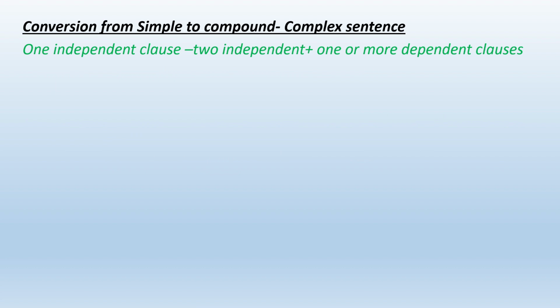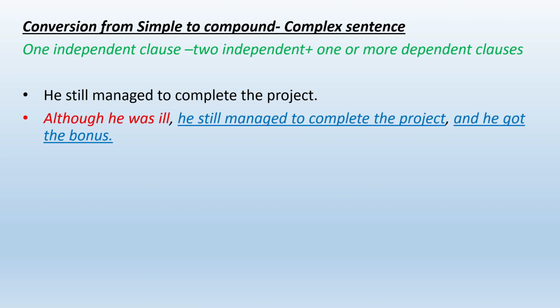In order to convert a simple sentence into a compound complex sentence, we need to have two independent clauses and one or more dependent clauses. A simple sentence has one independent clause. So when we are turning it into a compound complex, we will convert that one independent clause into two independent clauses and we will have one or more than one dependent clause. We will use the same examples. He still managed to complete the project. Although he was ill, he still managed to complete the project and he got the bonus.